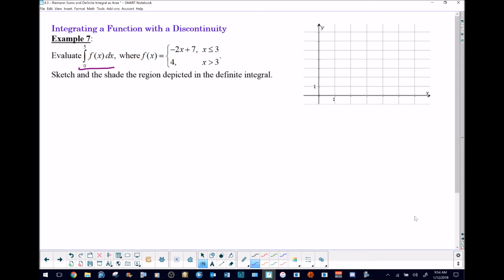So the first thing that you're going to want to do with this, since it does ask that we sketch and shade this region, that's going to be our first priority, because I think that's going to give us a great deal of insight into how we will find this particular area.